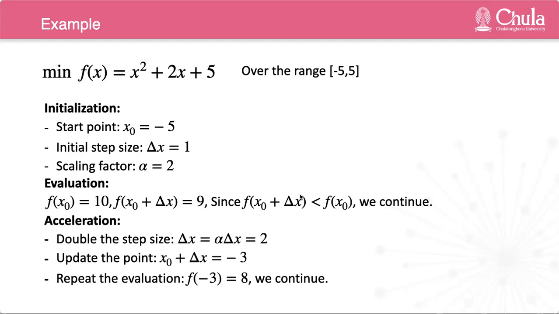And since the next point is less than f(x0 + delta x), the next point is less than the current point. So we continue, okay? And we accelerate the algorithm by doubling the step size, because alpha is greater than 1, right? You multiply with alpha, and then delta x becomes 2 this time. And we update the point again and check.